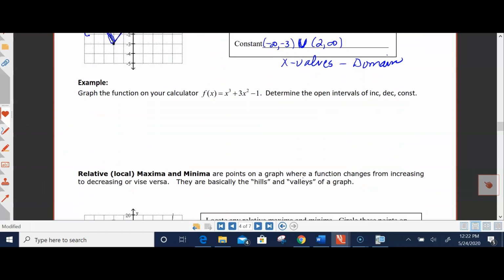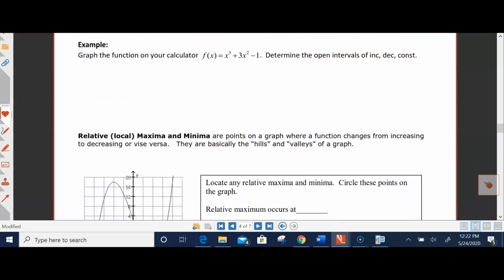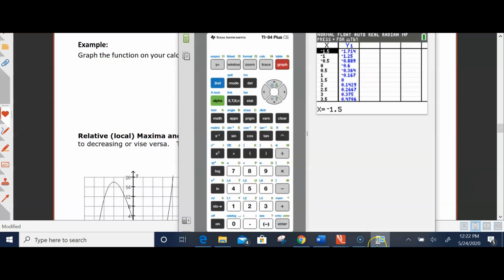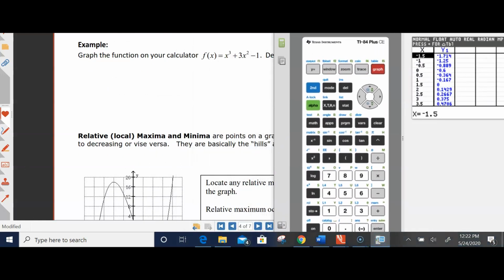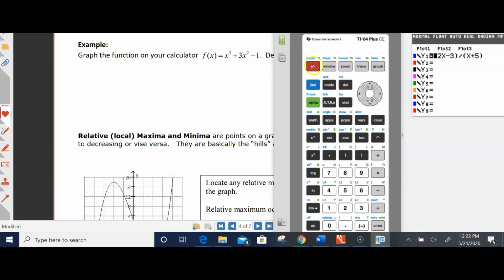How about we graph one and then determine the intervals of increase, decrease, or constant? So let's practice graphing again. I'm going to pull this up. I'm going to go to y equal and clear out what was in there. And I'm going to type in my x cubed. I'm going to use the caret to the third power. Use my arrow to bring it down.